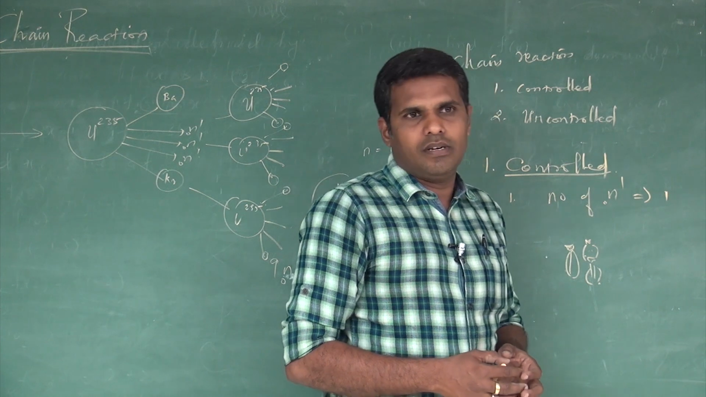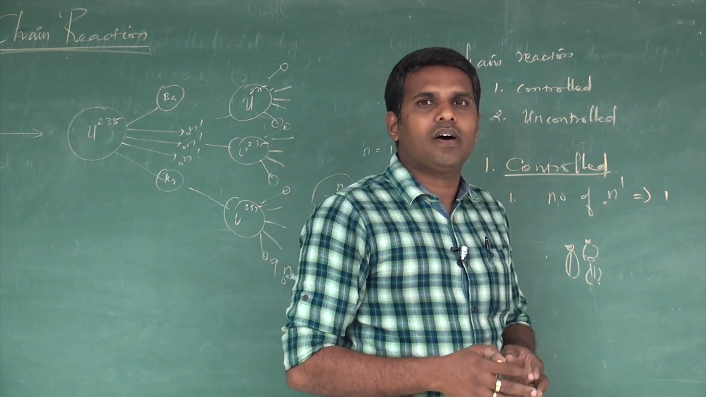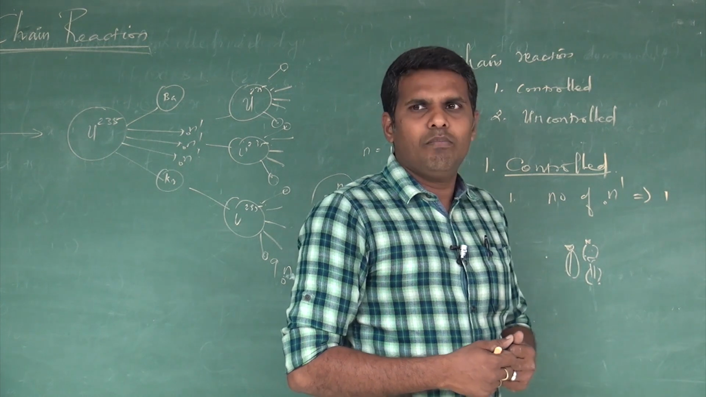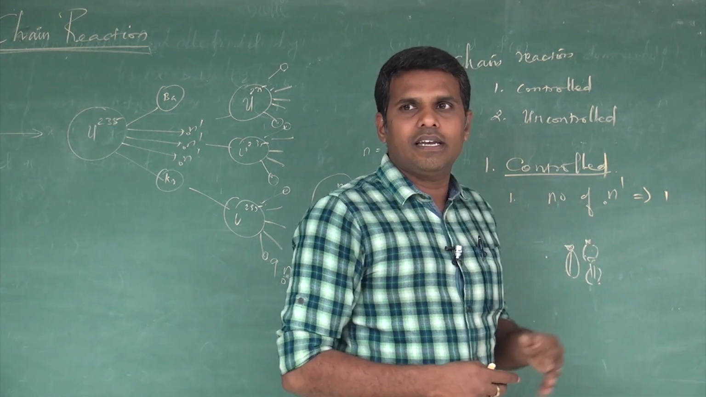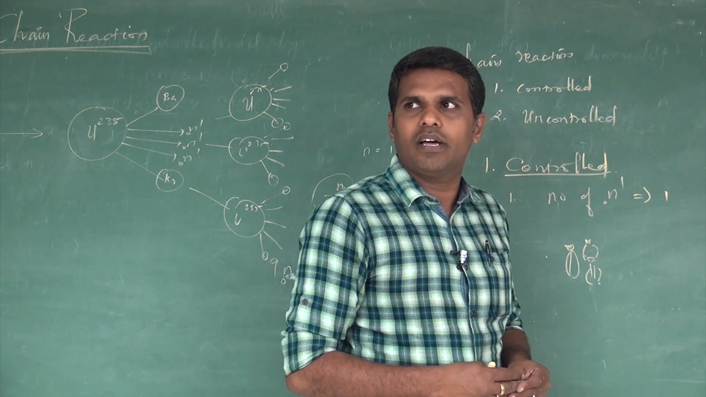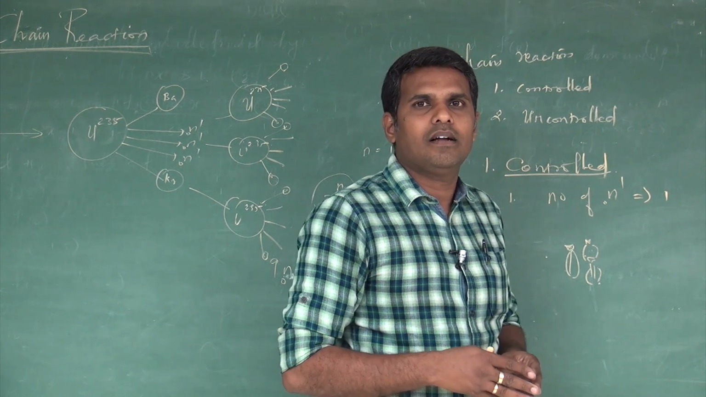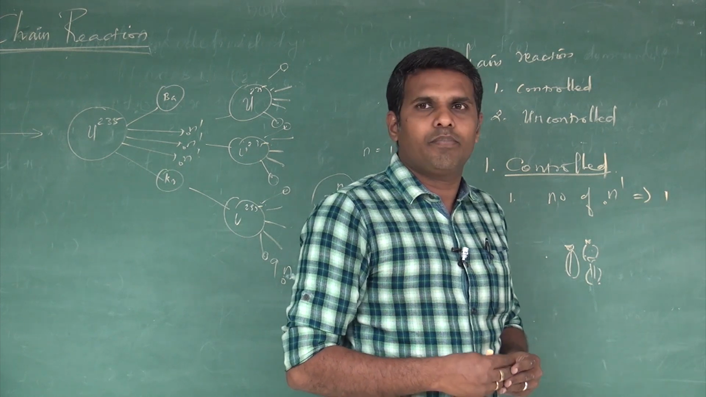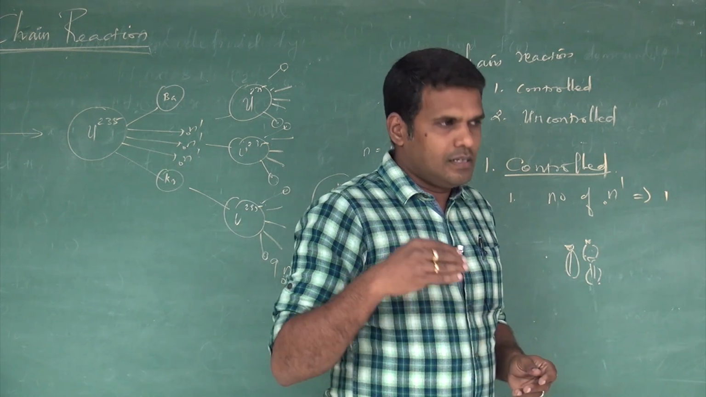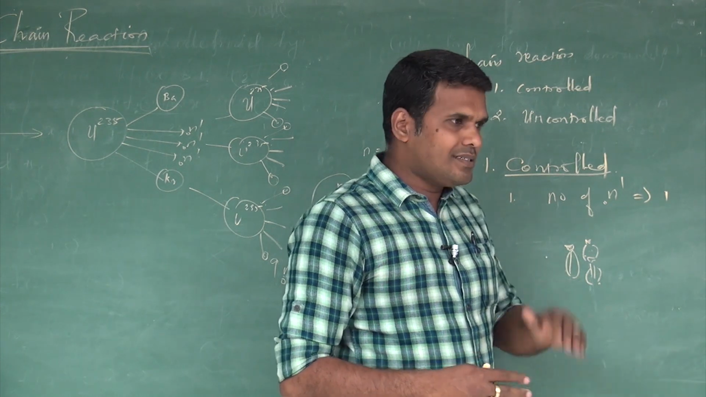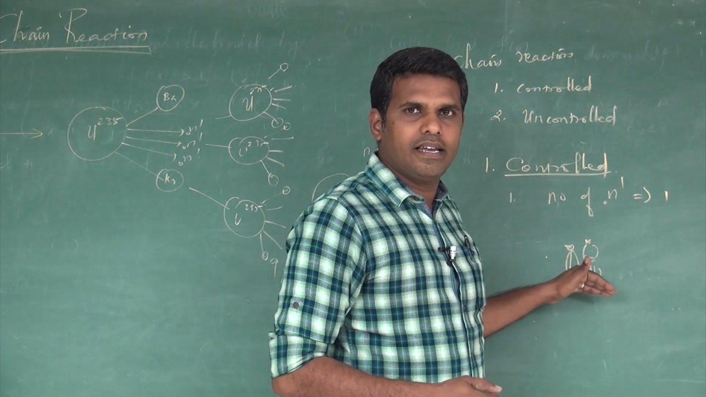The energy produced in a controlled fission chain reaction is used for constructive purposes. For example, the controlled fission chain reaction is used in the construction of nuclear reactors, where the energy produced is sustained and in a controlled manner. So that is about controlled fission chain reaction.